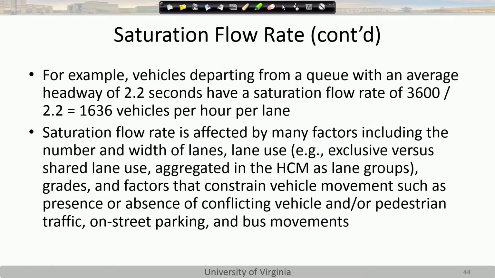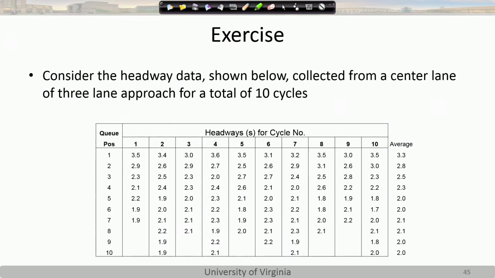This is an example. If you want to try it, that's fairly straightforward. If you found that the average headway after startup loss time is 2.2, you get about 1636 as the saturation flow rate per lane. Per lane is important. This is another example that you can try out. These are the queue positions. This is trial number 1. I have cycle numbers 1 to 10, so I'm doing this 10 times, at 10 different cycles. The first cycle has 7 vehicles queued.